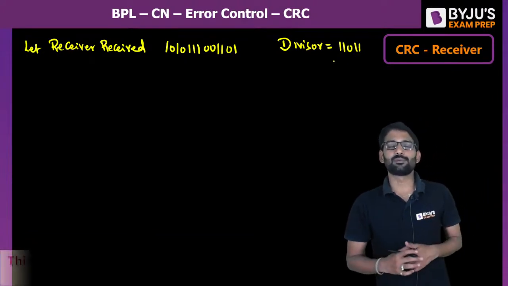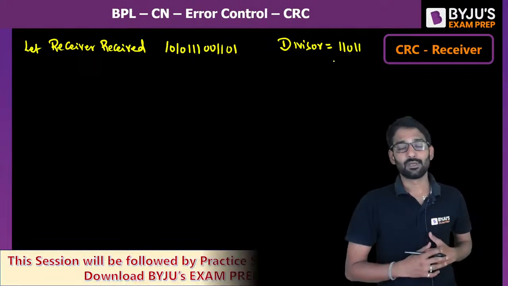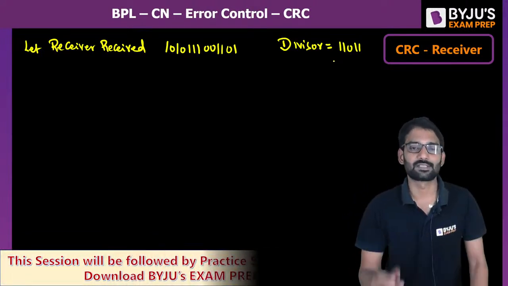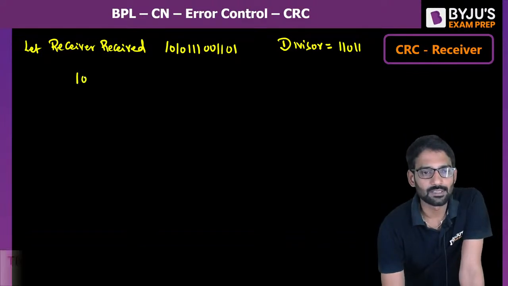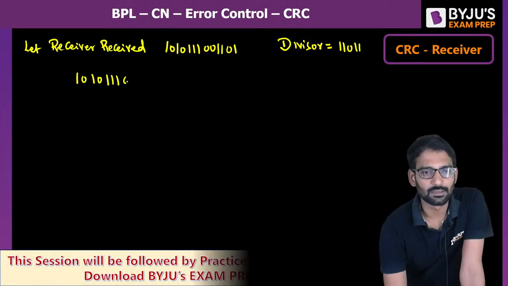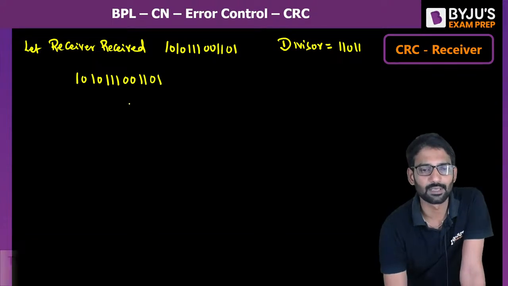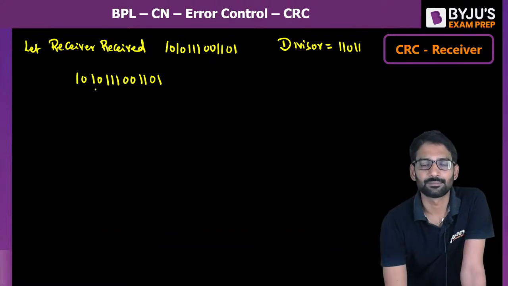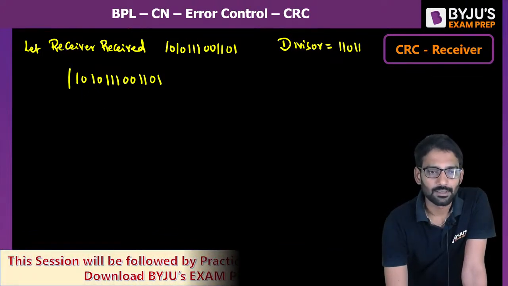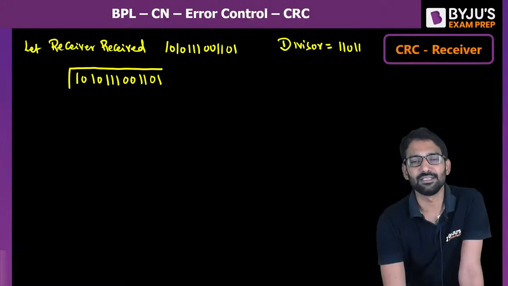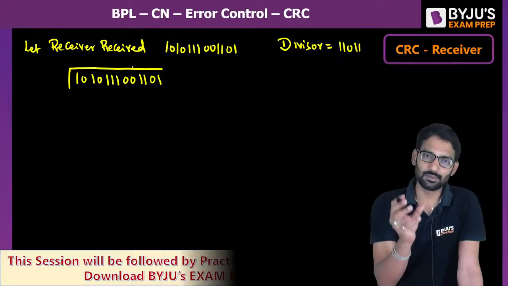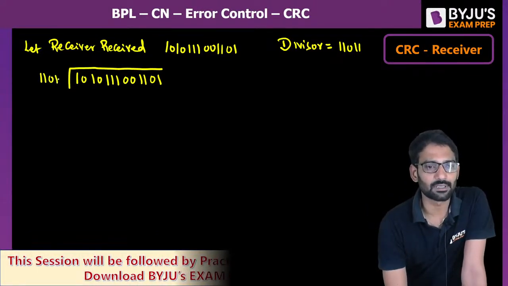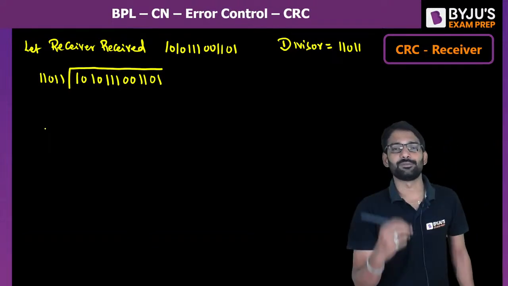Now how receiver know that there is no error or there is an error? How the receiver detect? Let's see. 10101111 001101. This is what receiver received. Now receiver need not to append any zeros, because for the receiver remainder is included. Just on the received content apply division.